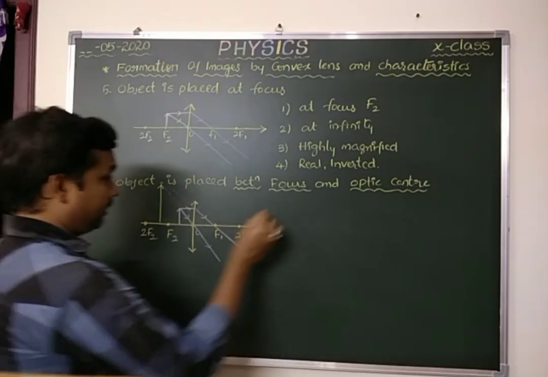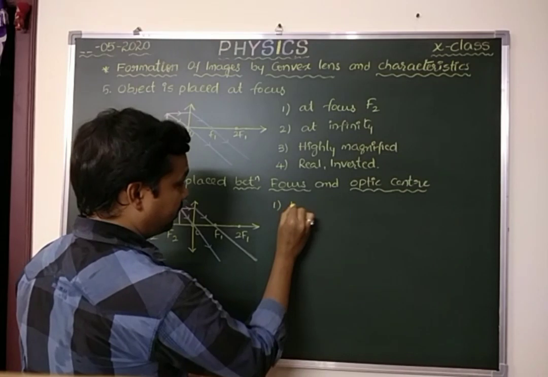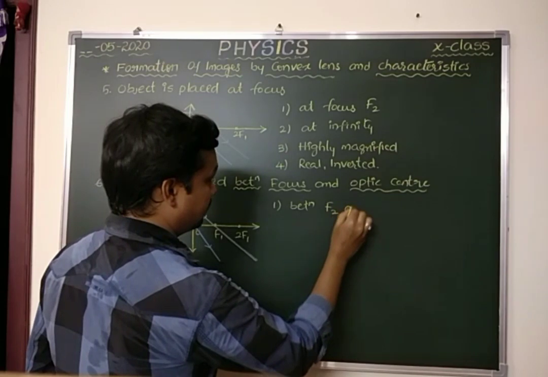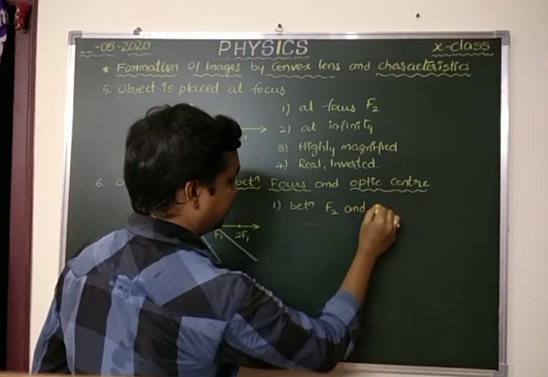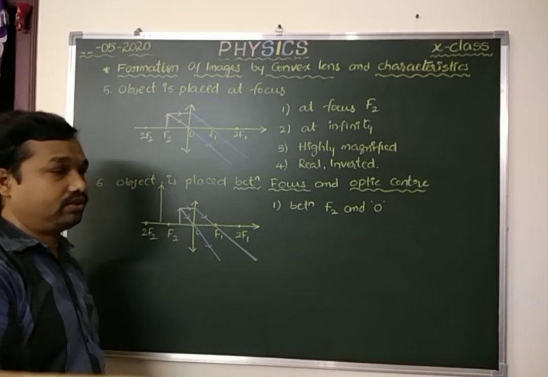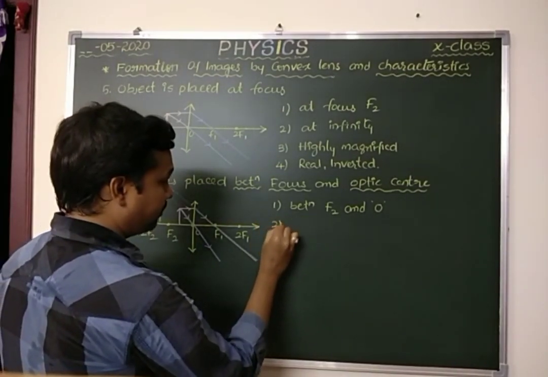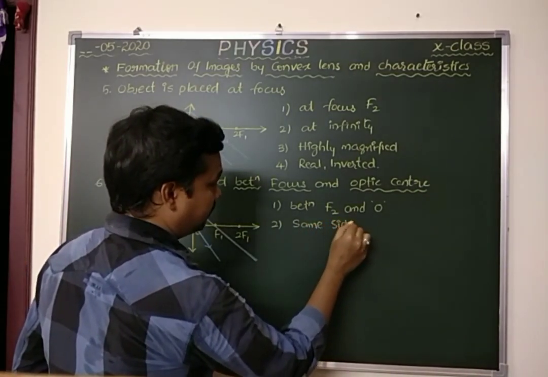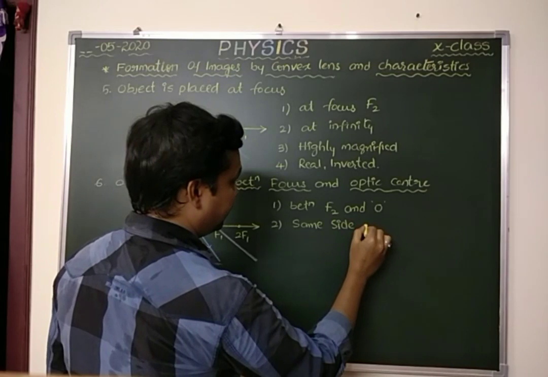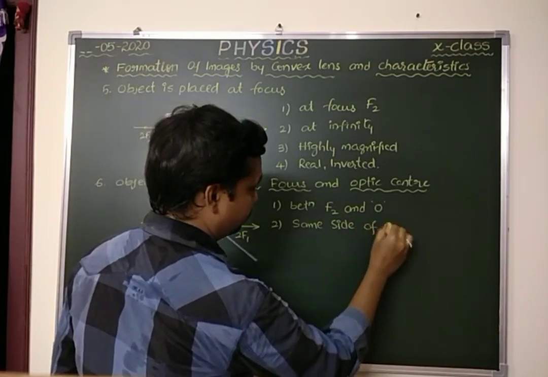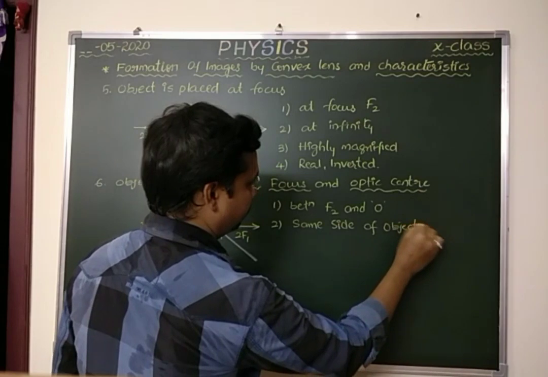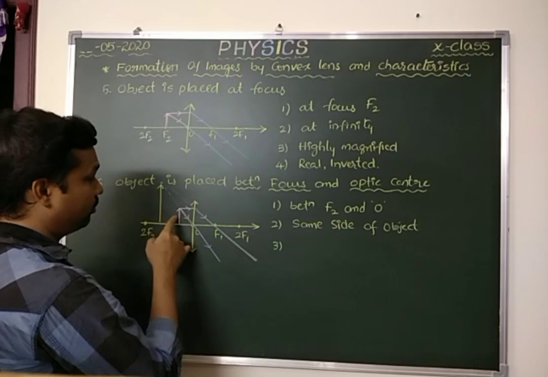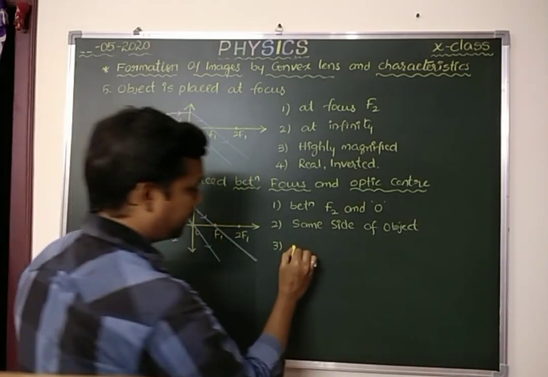Where is the object? Object is placed between focus and optic center. Optic center is O. Where is the image formed? Same side, the same side of the object or lens. What is the size? More than the size of the object, so magnified.